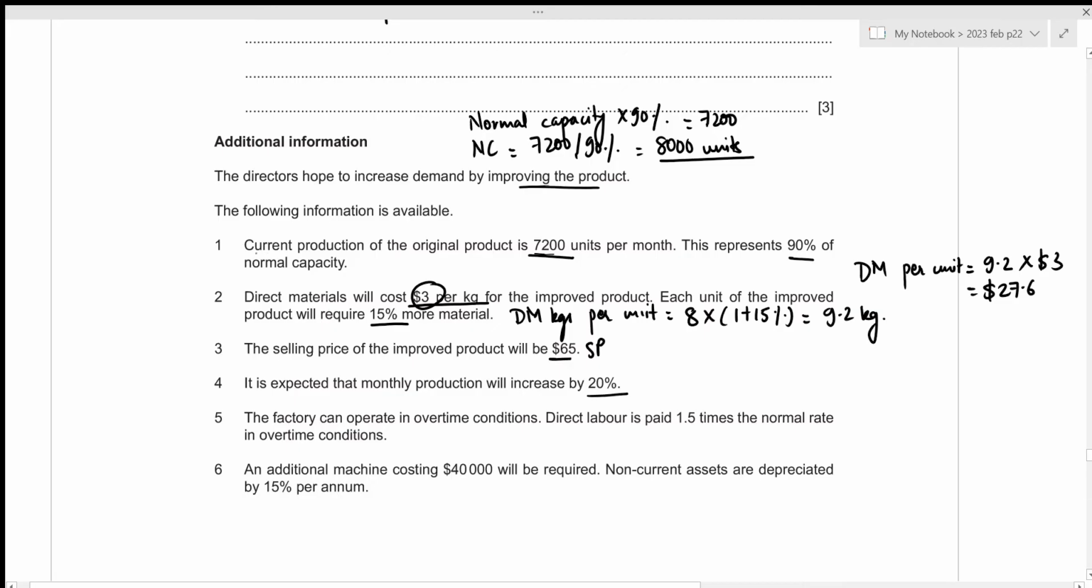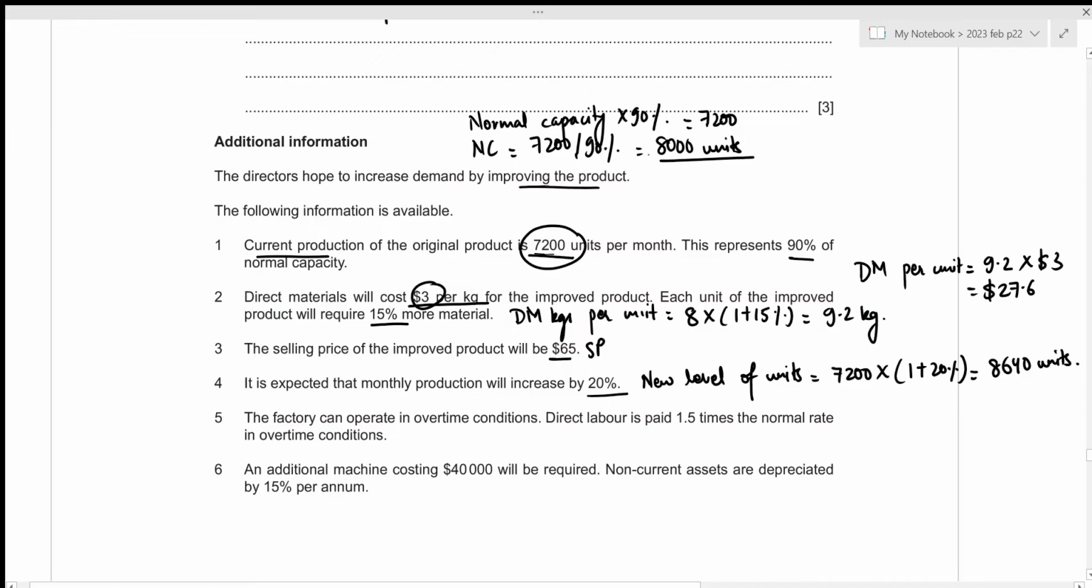So we can see that the current production is 7,200 units. Now we need to increase it by 20%. So the new level of units is just going to be 7,200 times 1 plus 20%, which results in 8,640 units. Okay. Now, it might be quite tricky, but it's easy once you understand it.